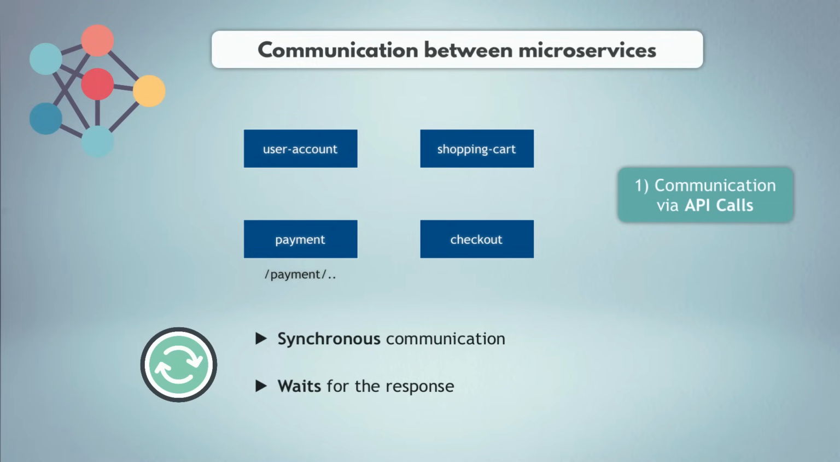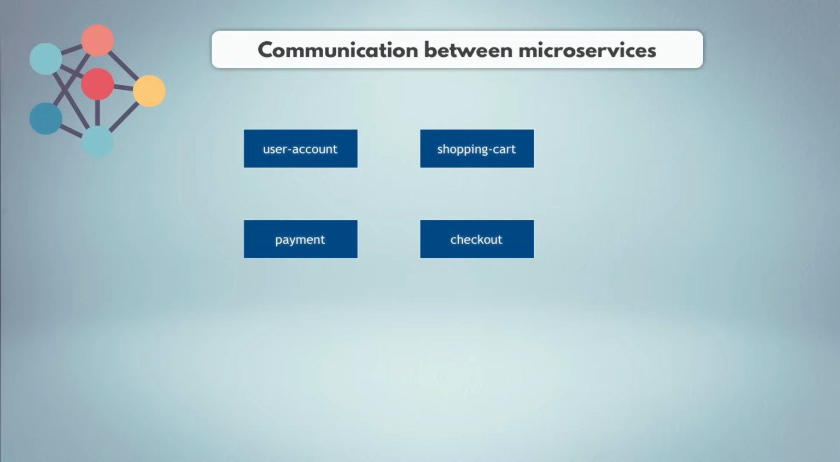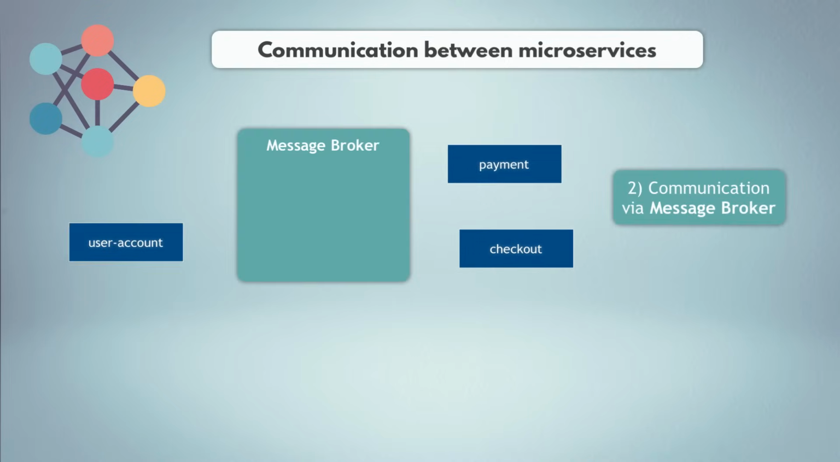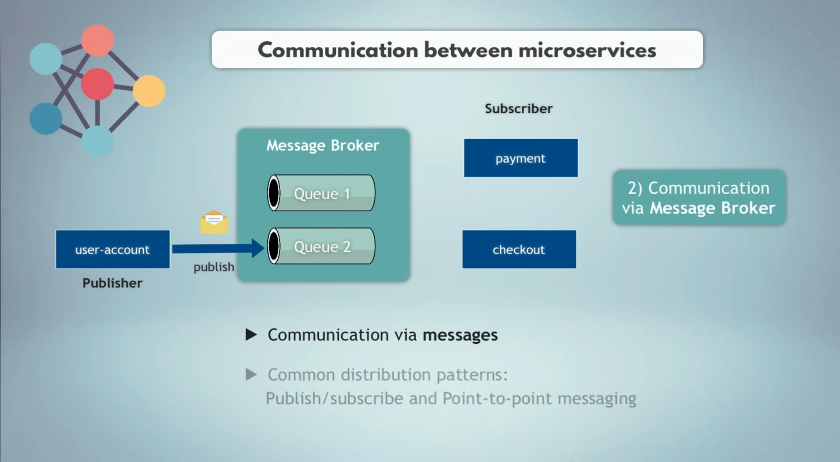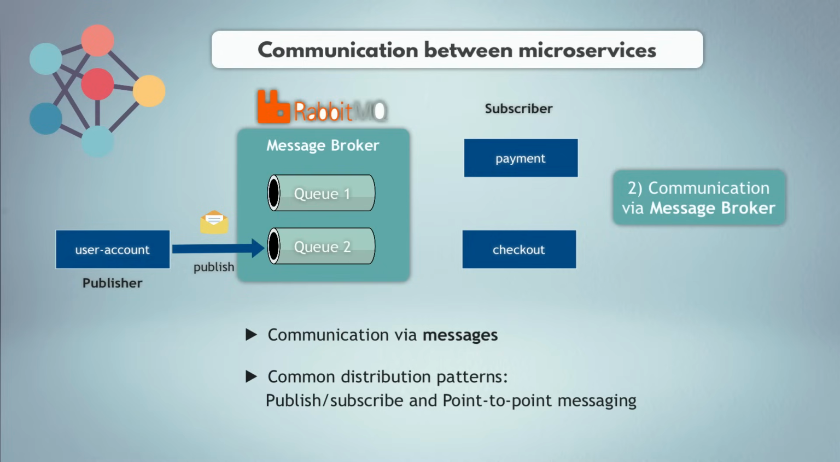So the user account service can send an HTTP request to payment service on its API endpoint and vice versa. Another common way of communication between microservices is using a message broker with an asynchronous communication. Here, services will send messages first to the intermediary message service or a broker, such as RabbitMQ, for example, and then the message broker will forward that message to the respective service.